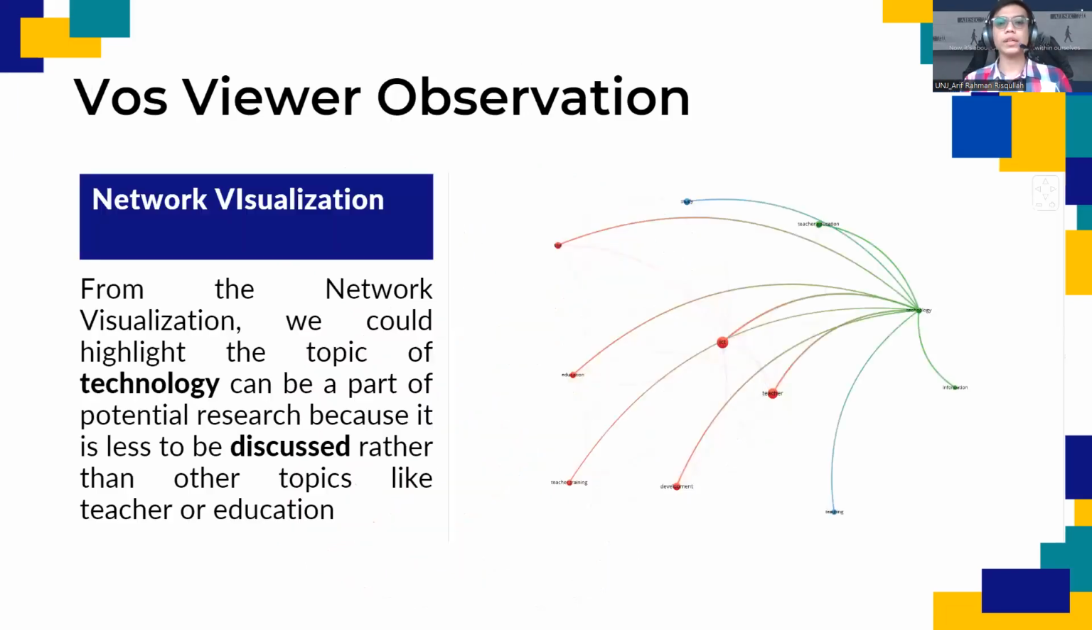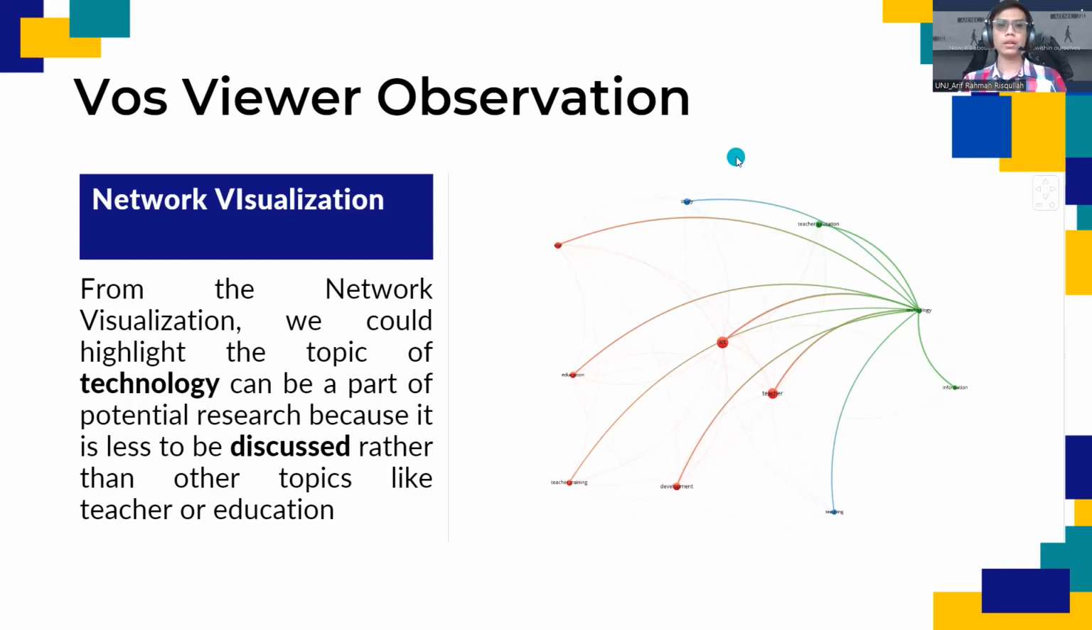So these are the inferences from the observations, why I need to take technology as one of the viewer observations. Because from the network visualizations, we could highlight that the topic of technology can be a part of potential research, because it is less discussed. Why? Because technology is a part of ICT, but it is more exclusive than information and communications, which are talked about much more than the technology itself, especially in 21st century education.